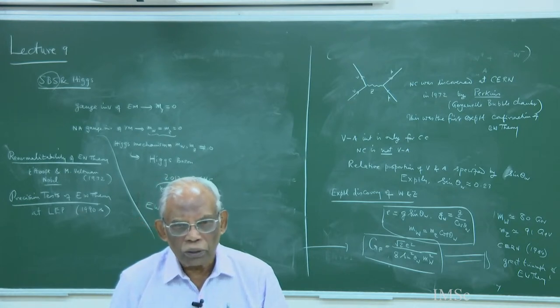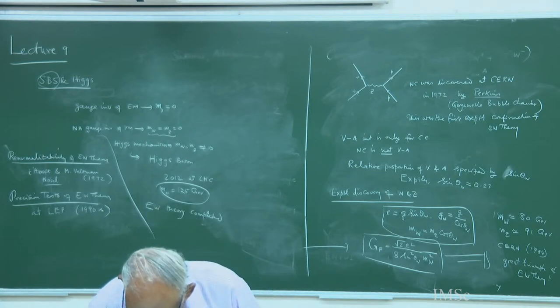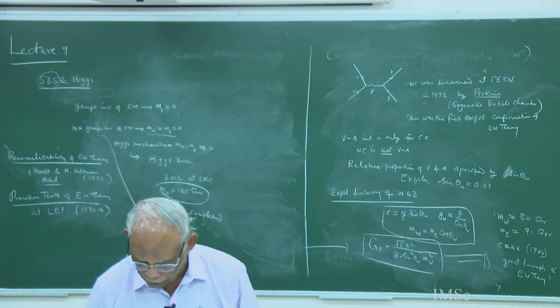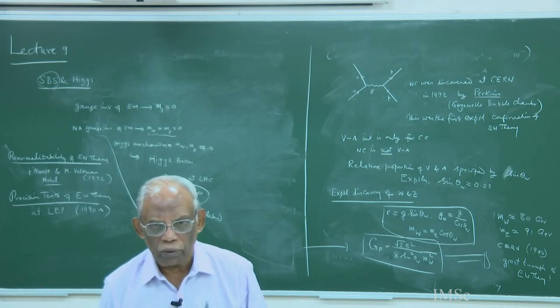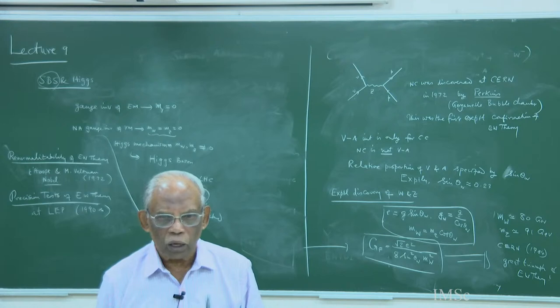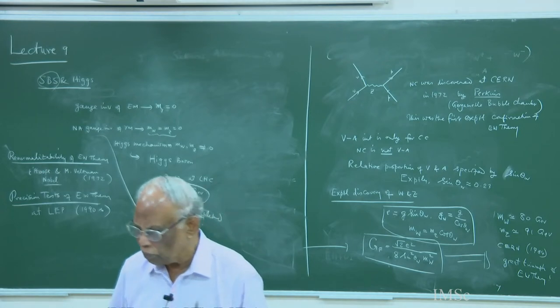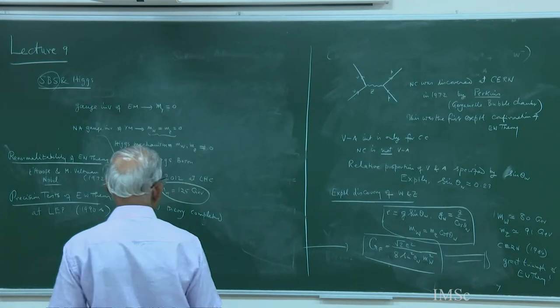So I will pause a little, maybe I will finish this part. There's still about 10 minutes, so let me do that. The next step I want to take is, remember here I was using proton and neutron. We should not use proton and neutron because they are composite particles. We have to go to quarks. So let me do that.